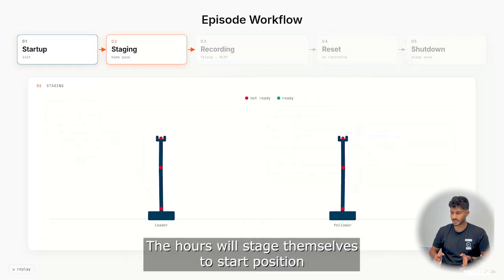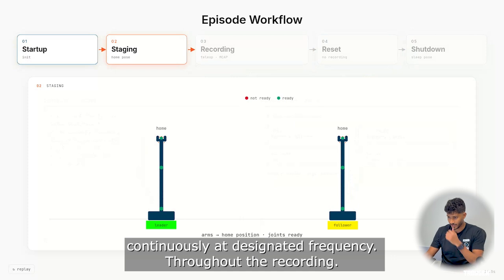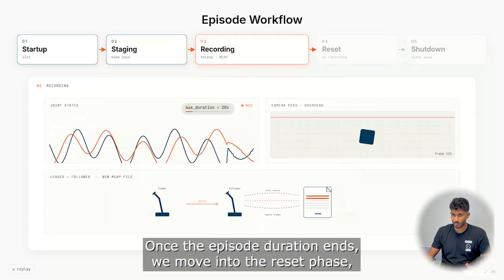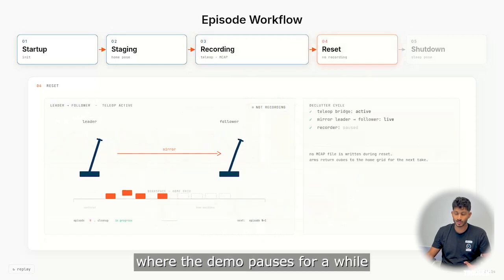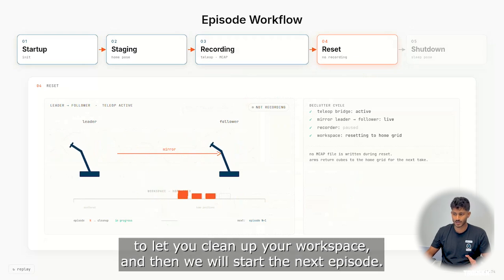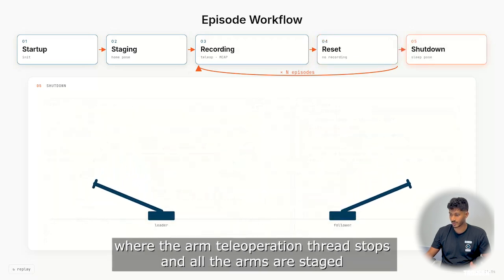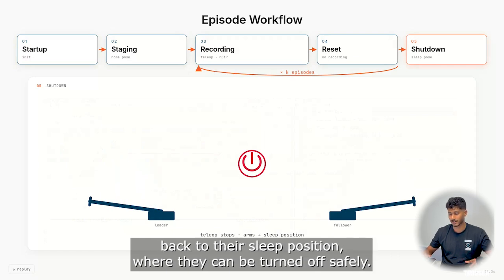The arms will stage themselves to a start position and the followers will start mirroring the leaders continuously at a designated frequency. Throughout the recording, the dataset is getting stored into the MCAP file. Once the episode duration ends, we move into the reset phase where the demo pauses for a while to let you clean up your workspace, and then we will start the next episode. At the end of all episodes, we go into the shutdown phase where the arm teleoperation thread stops and all the arms are staged back to their sleep position where they can be turned off safely.